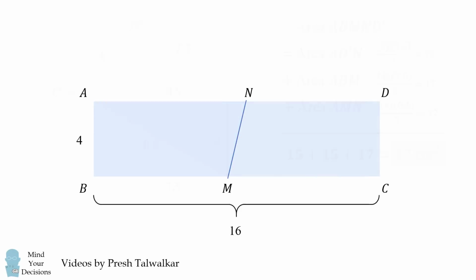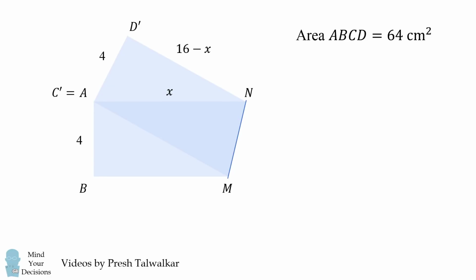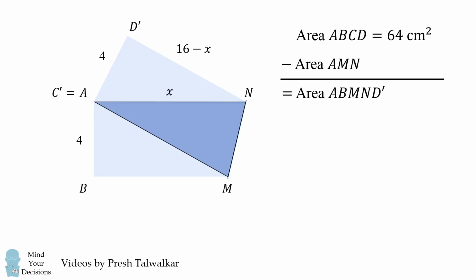But there's a slightly shorter way if you think about it. Now let's go back to our rectangle. Its area will be 4 times 16, which is 64 square centimeters. Now let's label AN as X and ND as 16 minus X. So what happens to the area of this shape when we fold it over? Well, this new shape is actually going to have the same area as the original shape, except we lose some area to the overlapping triangle of AMN. So we take the area of the original shape and subtract out this lost area to overlapping area, we will get the resulting area of this pentagon.